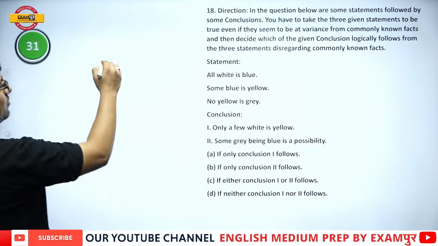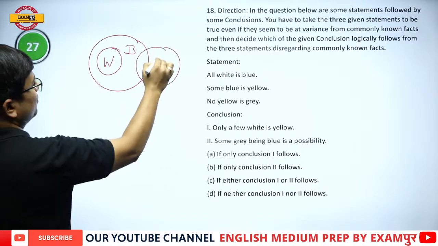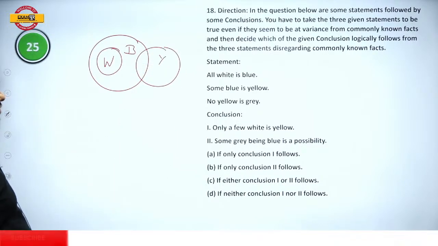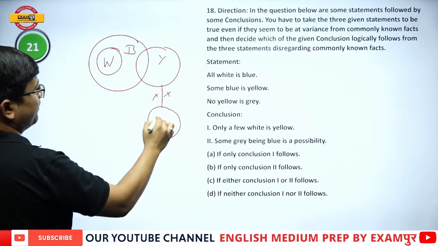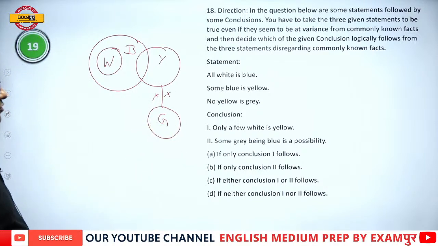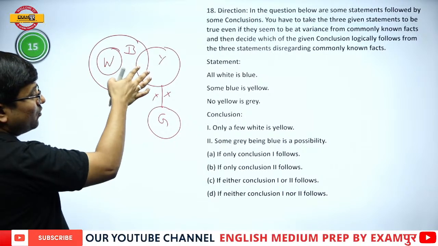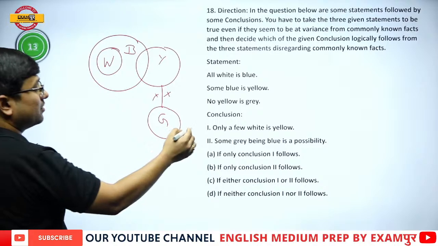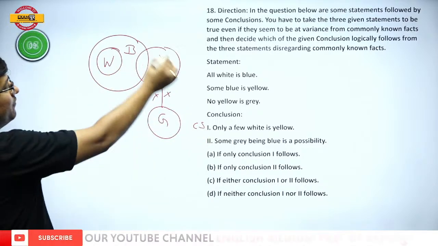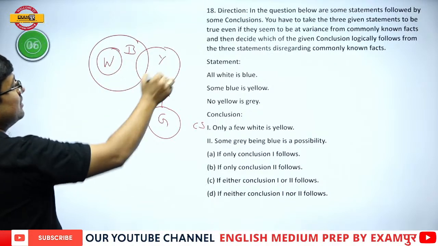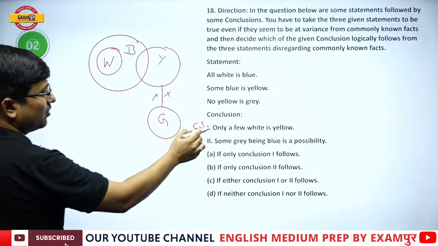All white is blue. Some blue is yellow. And no yellow is gray. Now, only a few white is yellow. Only a few white is yellow means there is some part of white which is yellow and some which is not. It is not necessarily true, because as of now, there is no white which is yellow. And if I would have drawn yellow in this manner, then some part of white will be yellow and some will be not. Okay, but this is overall can't say.